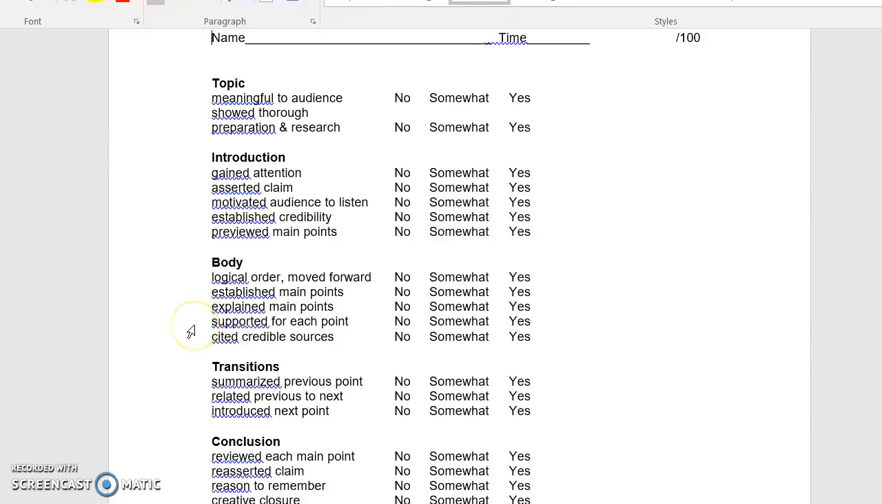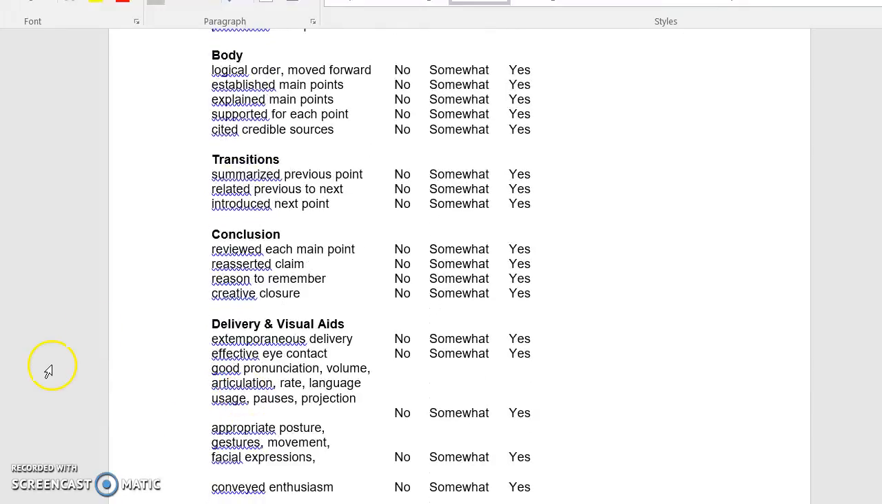Down here is your use of evidence, and are you both citing credible sources, but are you also using the citation structure properly within the speech? Here's my section regarding transitions, noticing that each of the transitions should have 3 separate parts to them, which we will talk about as the course progresses. And then here's a section about the conclusion.